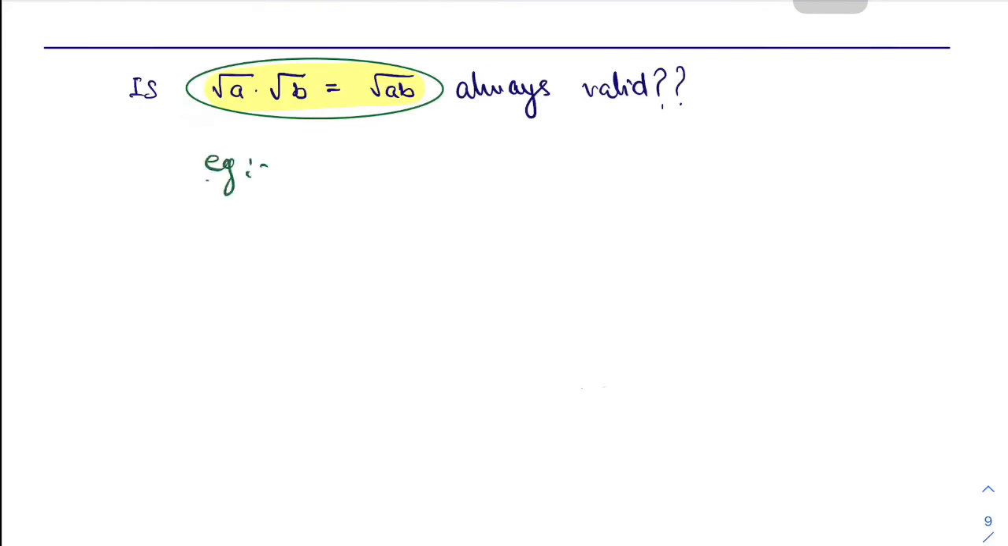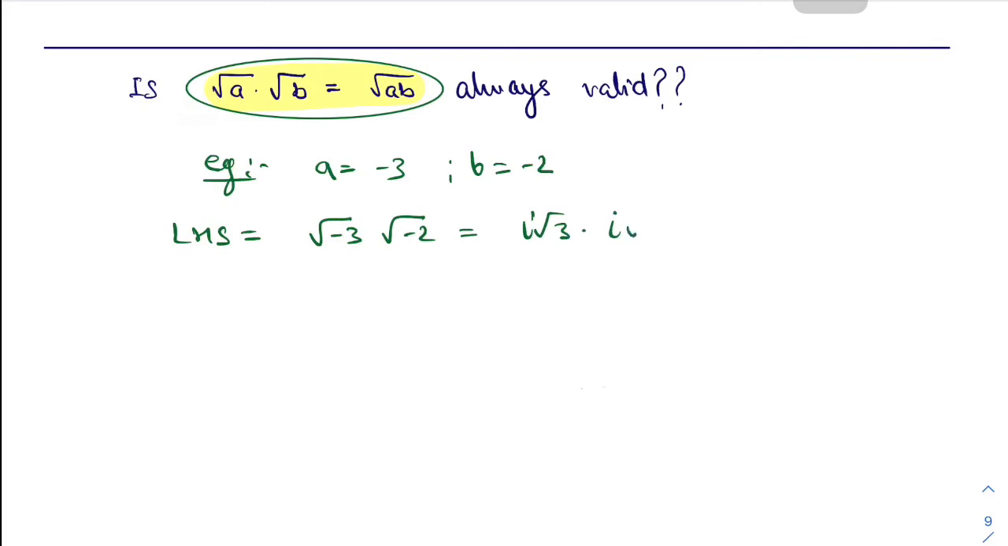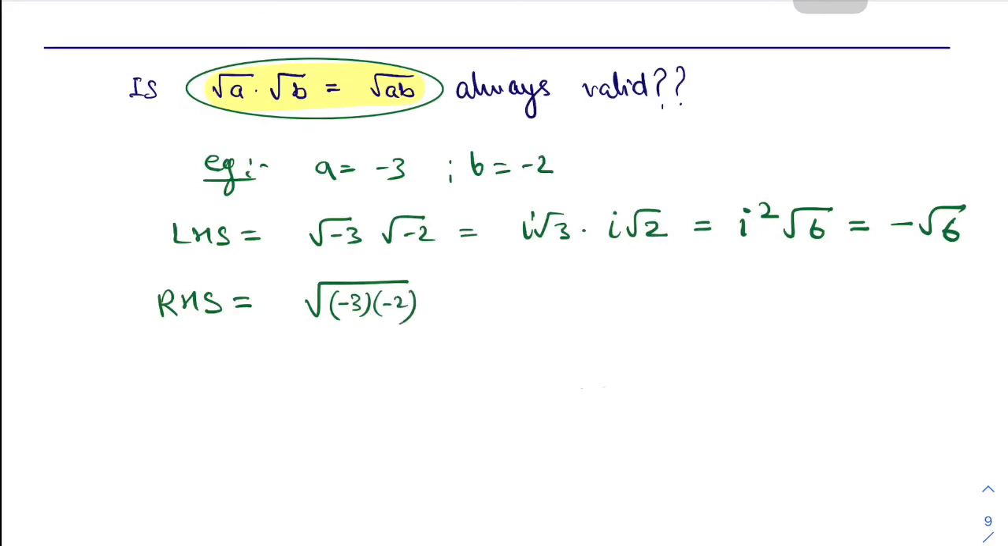Let me take an example. Let's say a is minus 3 and b is minus 2. So our left hand side becomes root of minus 3 into root of minus 2. This is iota times root 3 into iota times root 2, iota square root 6, and it's minus of root 6. What will be right hand side? Right hand side will be root of minus 3 into minus 2, it will be root 6 only. Observe, these are not same.